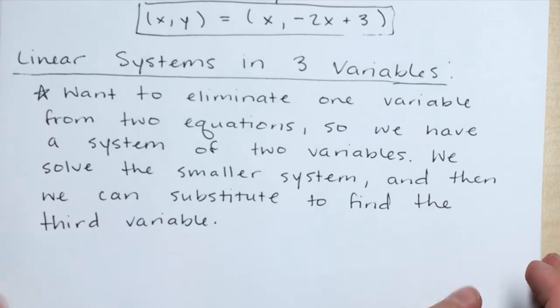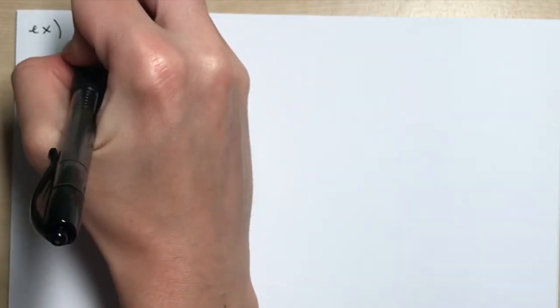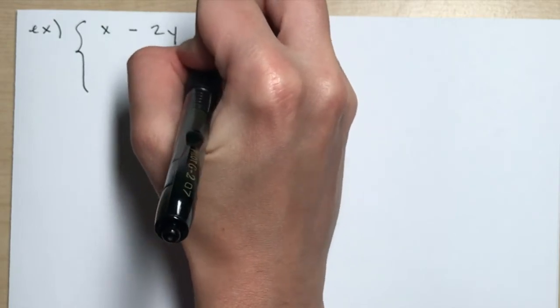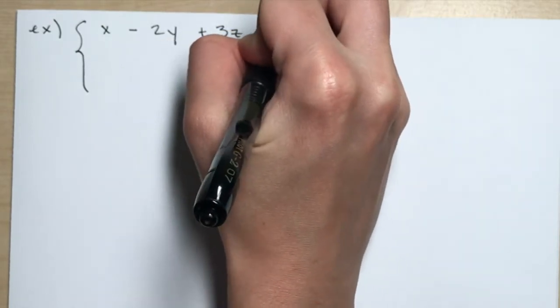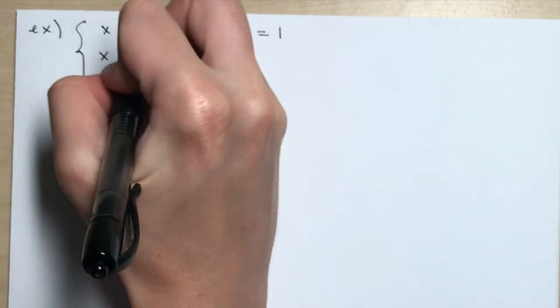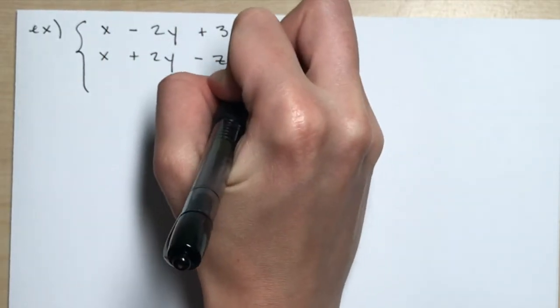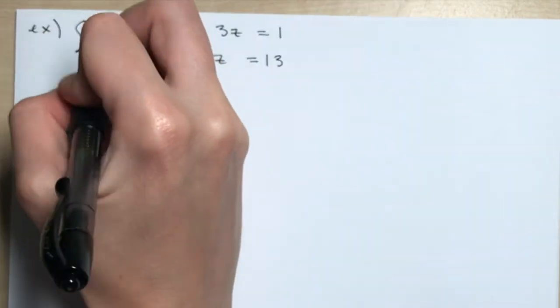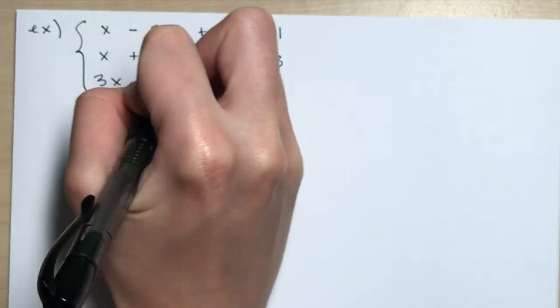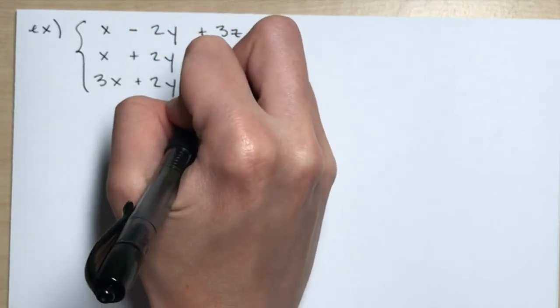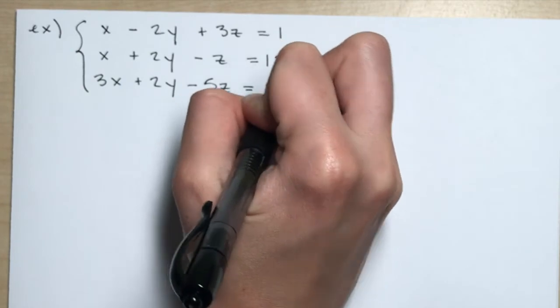So let's take a look at one of these. All right, let's say I'm looking at the system x - 2y + 3z = 1, x + 2y - z = 13, and 3x + 2y - 5z = 3.